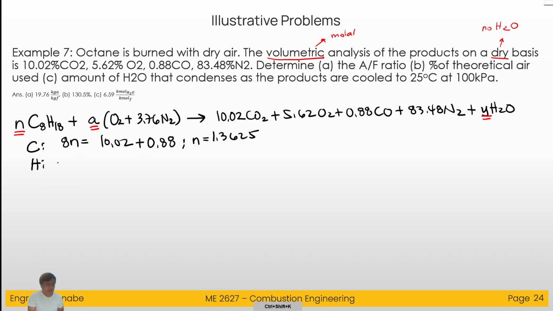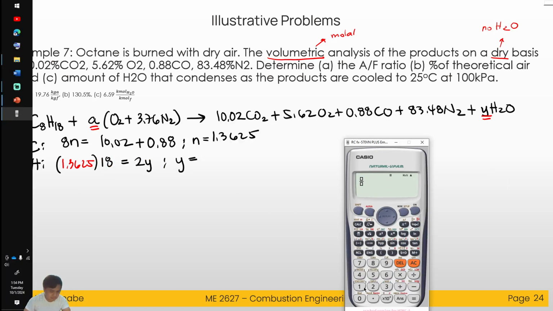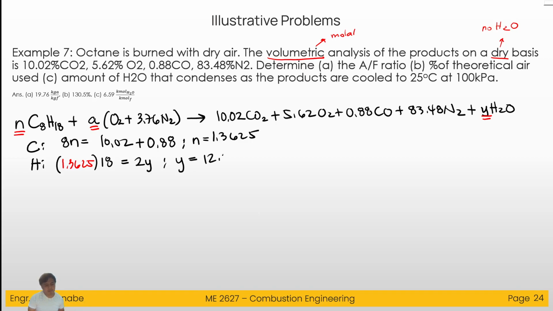And then we can solve for hydrogen here. You have N times 18, so 18 times N. N here is 1.3625, and H here is 18. This is equal to, since we only have one component here, the two molecules of hydrogen, so 2Y. Therefore Y is equal to, let's solve that one now, 18 times 1.3625 over 2. So Y is 12.2625.